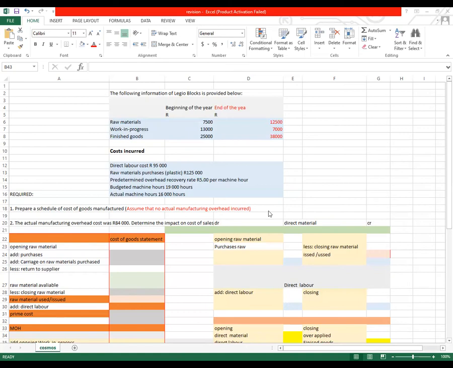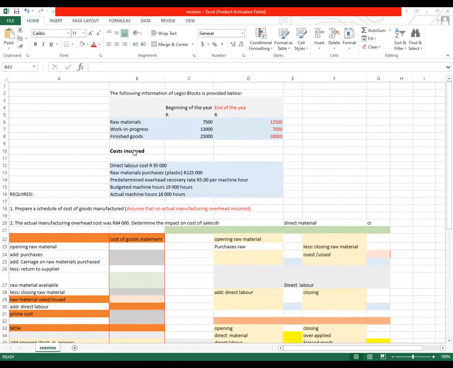Remember, I said that in a test there's a possibility they won't give you the information to calculate your manufacturing overhead cost, which are indirect costs. That is why I said everything is linked. You must know your work. I repeat again, assume that there is no actual manufacturing overhead cost incurred. What are we going to use, guys?